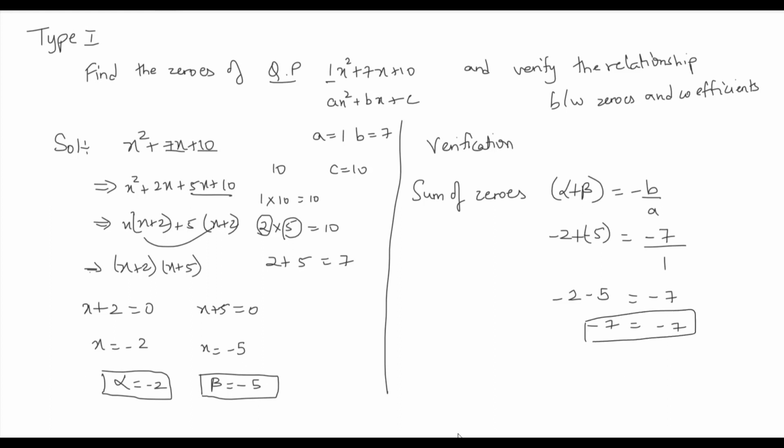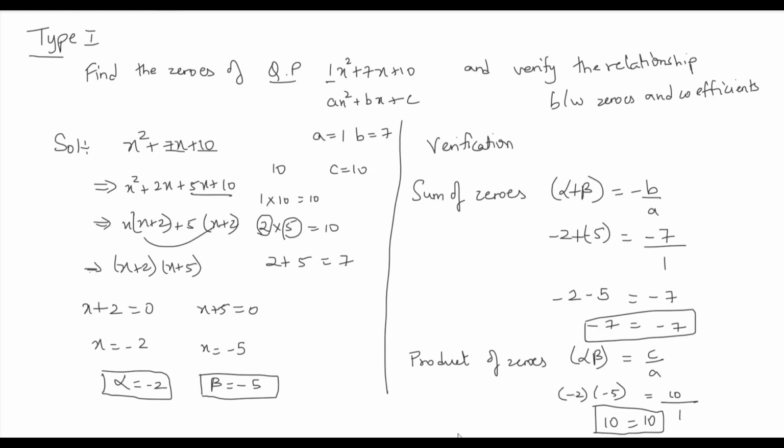Therefore, this is verified. Now, let us verify for the product of zeros. Alpha beta is equal to c by a. Here, alpha is minus 2, beta is minus 5. And when you come to c, it is 10. And when you talk about a, it is 1. Therefore, minus 2 into minus 5 will be 10. 10 is equal to 10. Therefore, this is also verified.